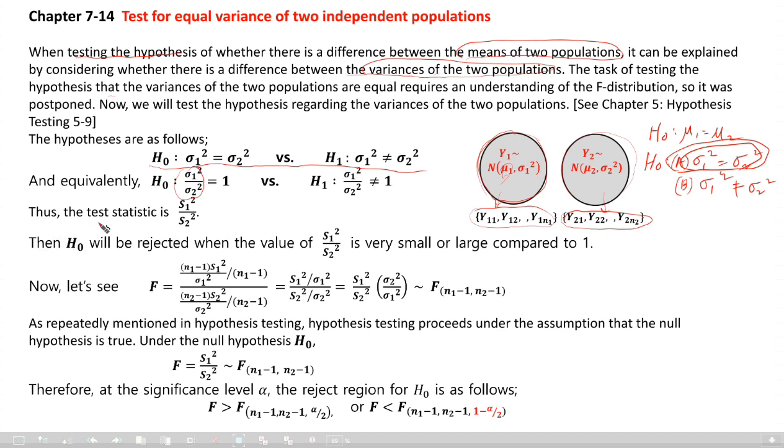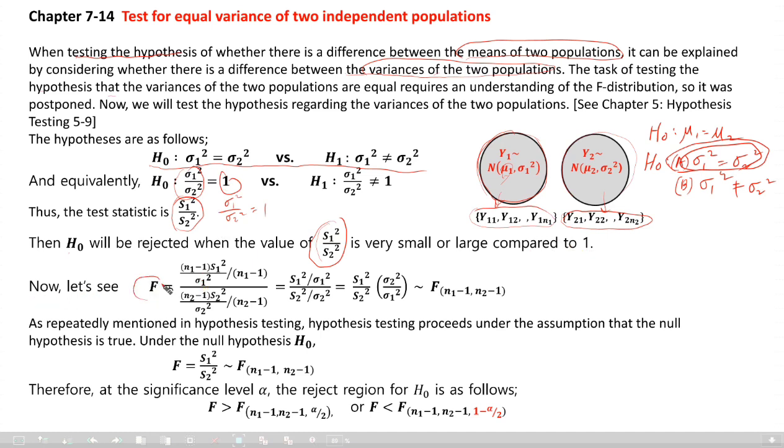So the test statistic is going to be this, the same shape of parameter. We try to test whether sigma 1 square over sigma 2 square is equal to 1. Then the test statistic will be S1 square over S2 square. So H0 will be rejected when this value is very small. It is positive anyway, very small, close to 0, or large compared to what? 1. Does it make sense?